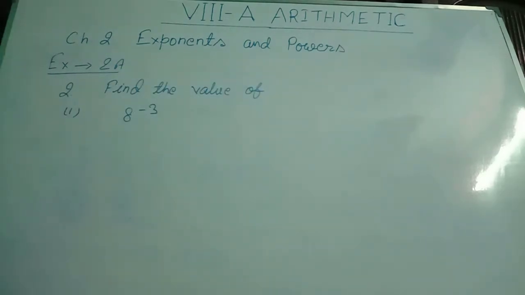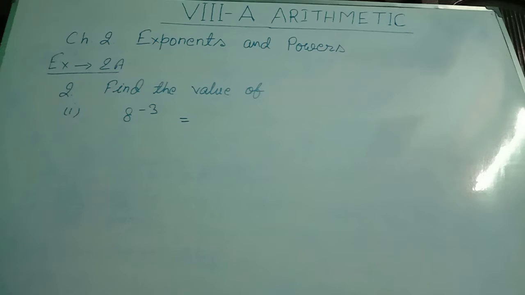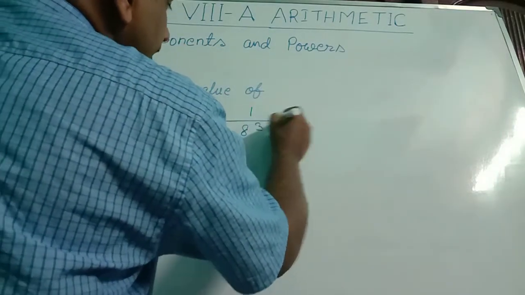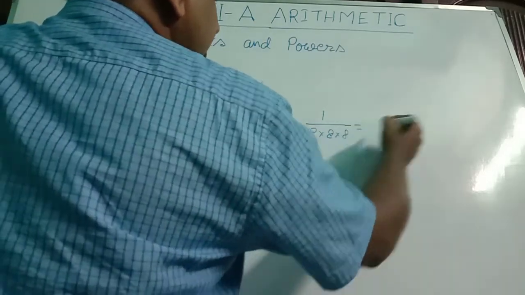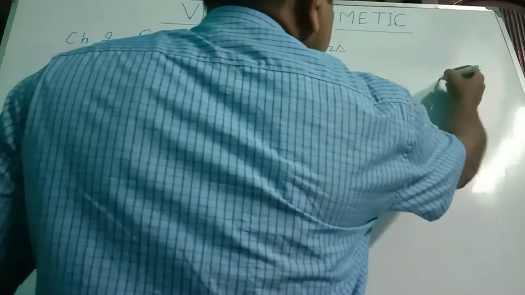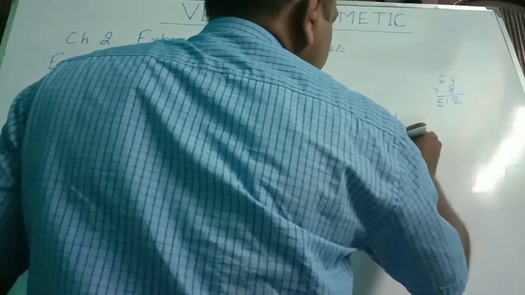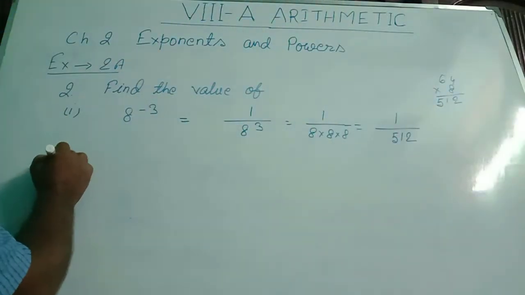In question number 2, we are asked to find the value of 8 to the power minus 3. So this is the negative integer. So if we change that into positive integer, that minus 3 should be changed into positive integer by writing the reciprocal of this number. So this will be 1 by 8 cube. It means we multiply 8 3 times and we got 8 8 is 64, 64 into 8, 1 by 512.